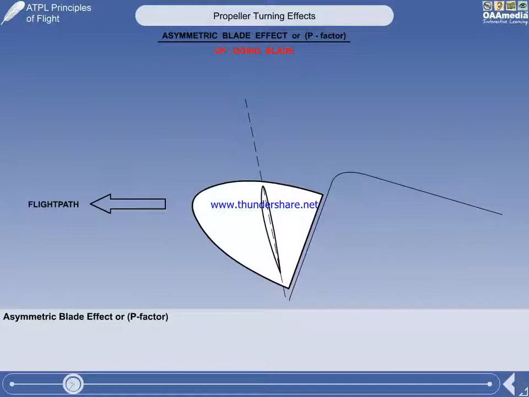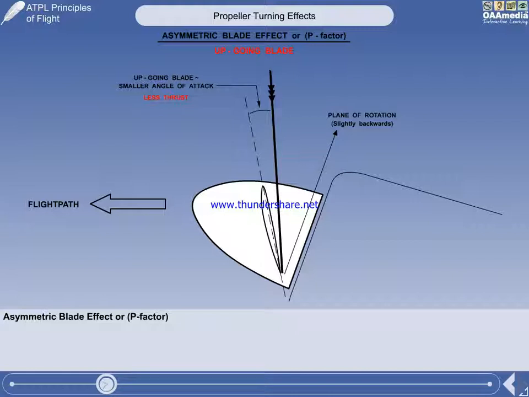The effect on the upgoing blade will be the opposite. The upgoing blade will be travelling slightly backwards. Consequently, the angle at which the relative airflow approaches the blade will also be slightly modified. The upgoing blade has a smaller angle of attack, and will therefore generate less thrust.